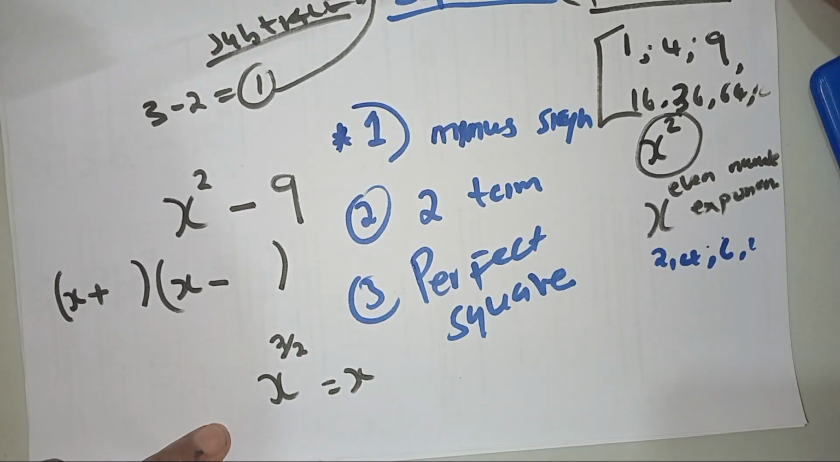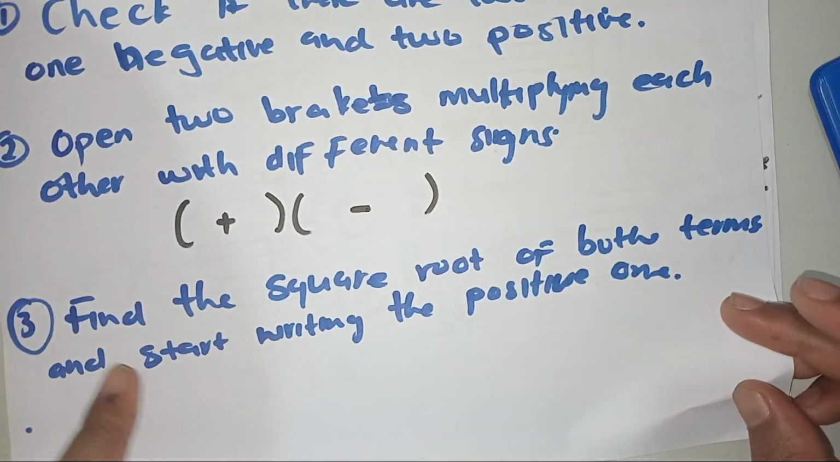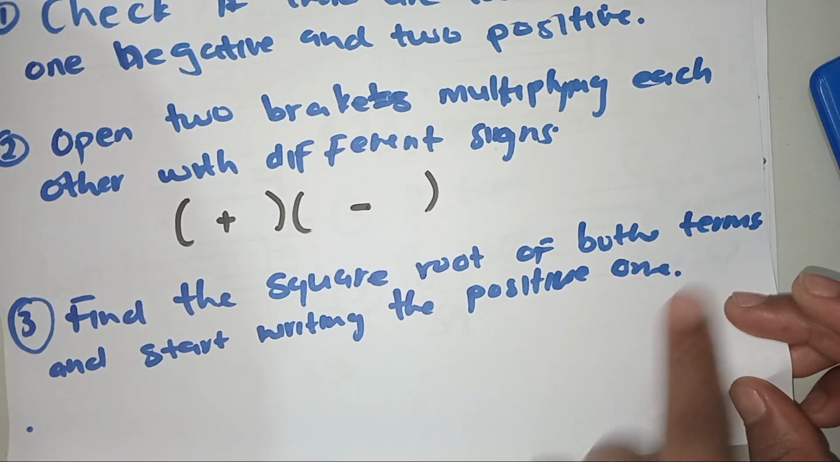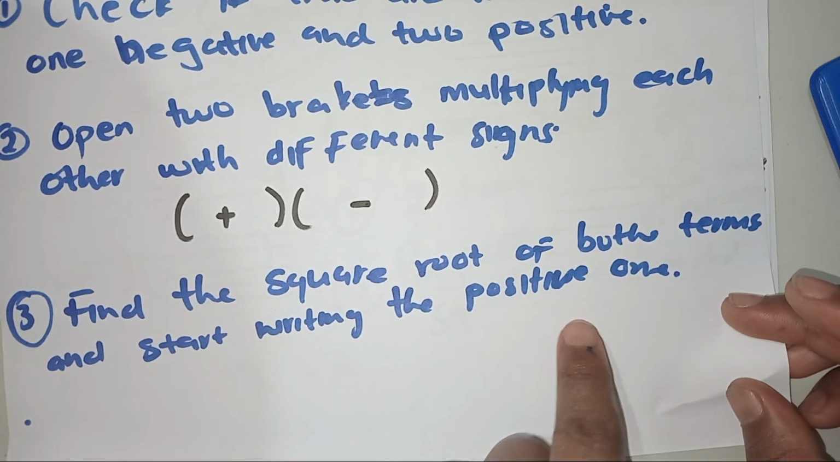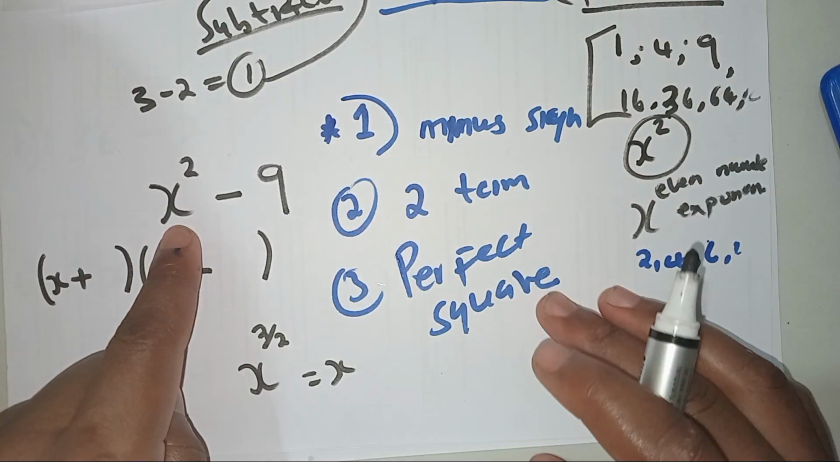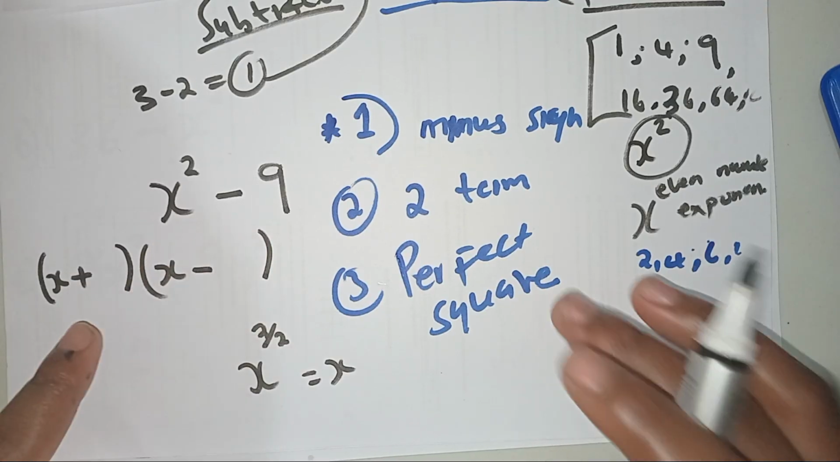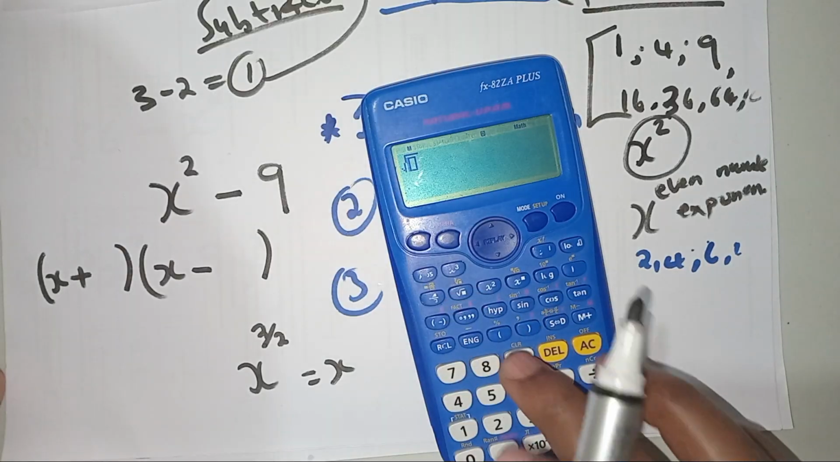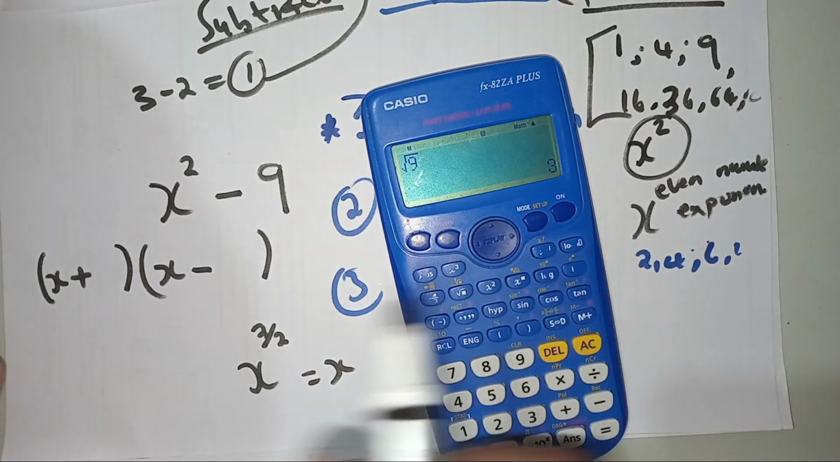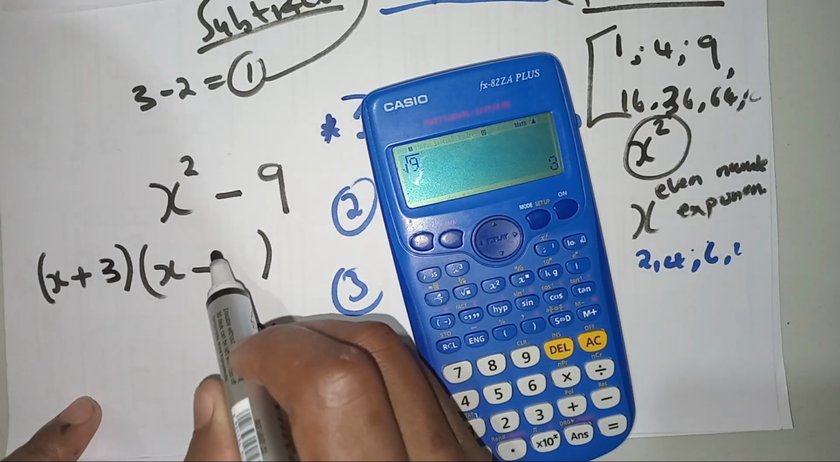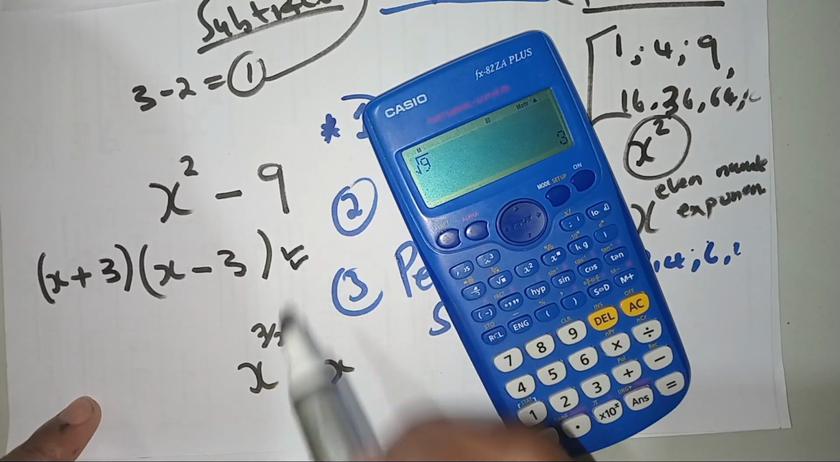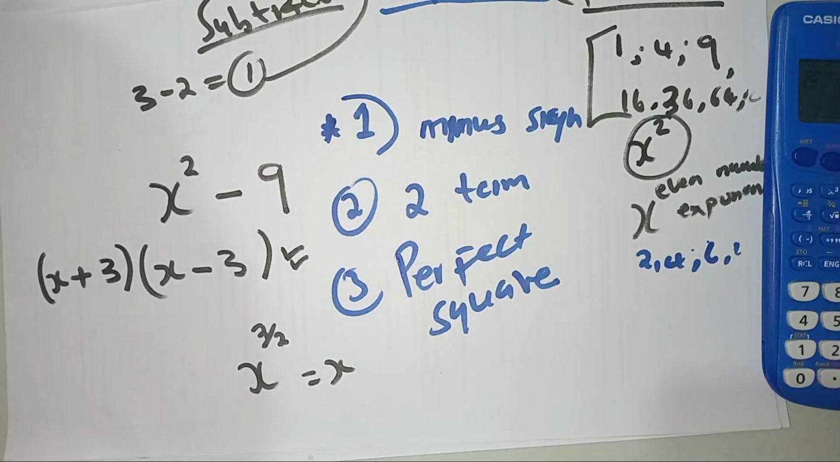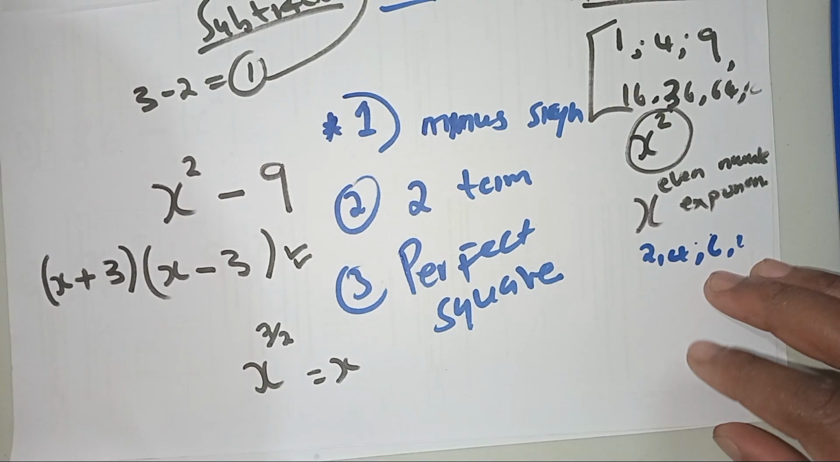That's the thing. After opening the brackets, you do what? You find the square root of each term and start by writing the positive one. The positive one is x squared, and then the negative one is 9. What is the square root of 9? Guys, you know that the square root of 9 is going to be equal to 3. You write 3 here, you write 3 here, and then you are done. You are done with your factorizing by difference of two squares.